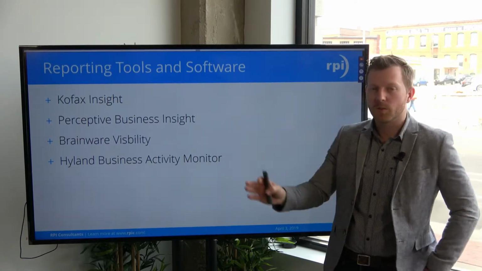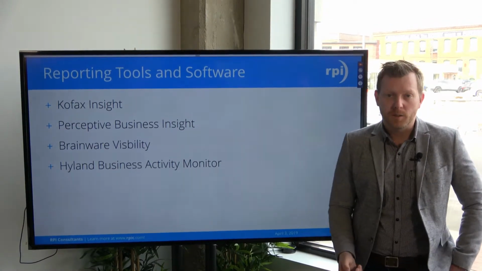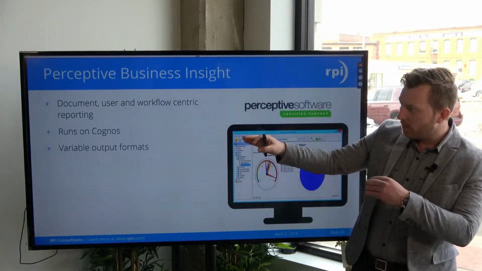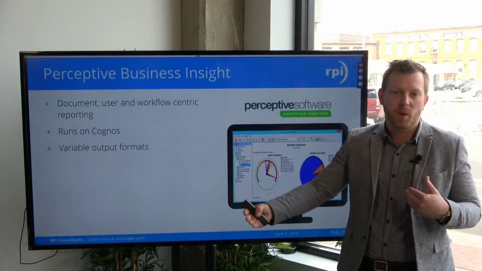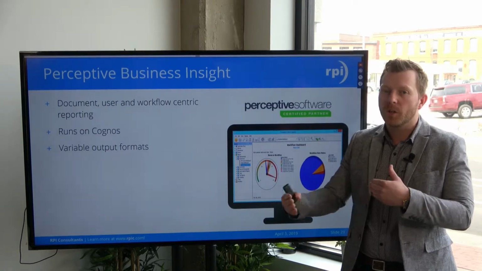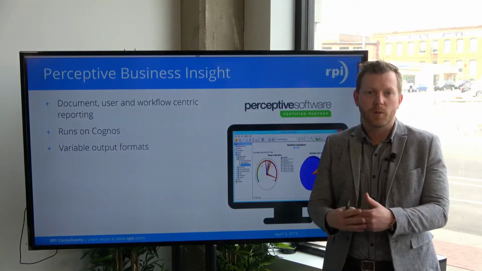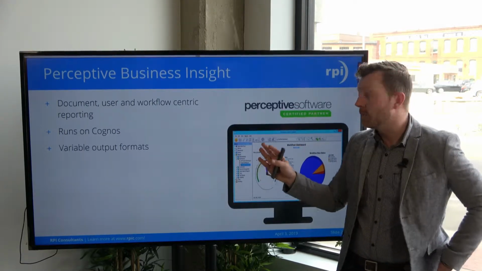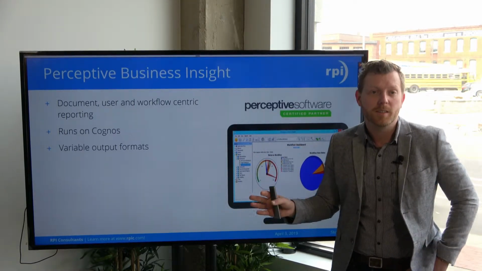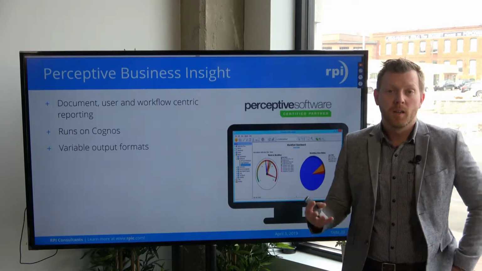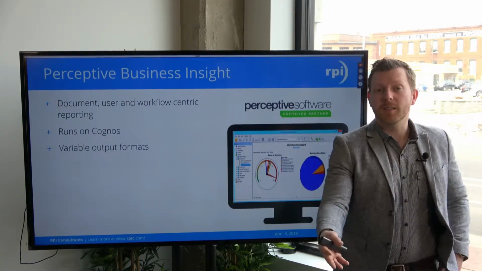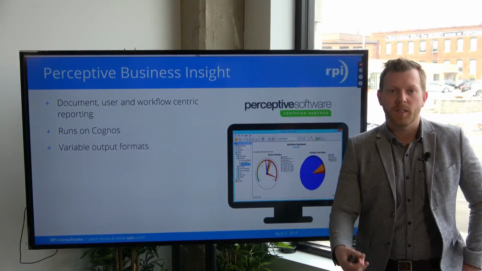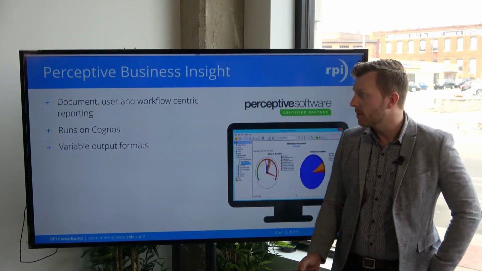Perceptive Business Insight is great for workflow and user analysis, where you can see how many documents are being processed. You can see security. It's great for identifying security for who. So if you go through several audits, for instance, there are a lot of reports built within Perceptive Business Insight to identify what the security items are, what the security is for your invoice processing, and identify key weaknesses potentially. And it does run on Cognos.